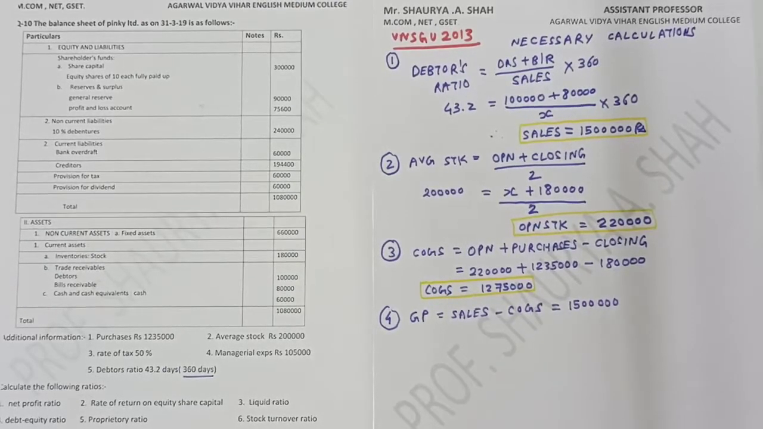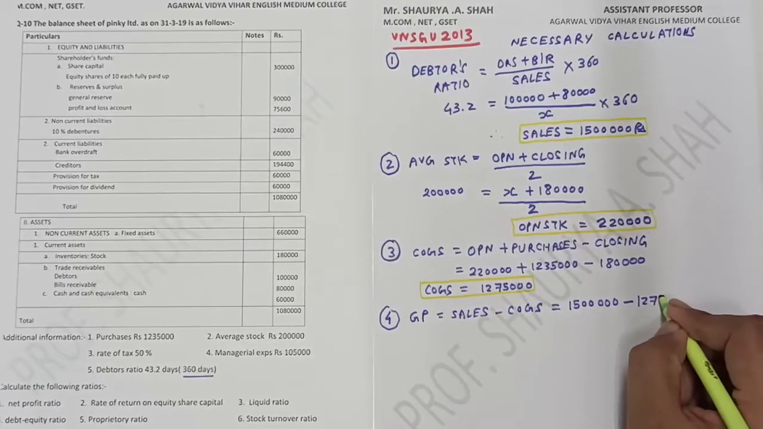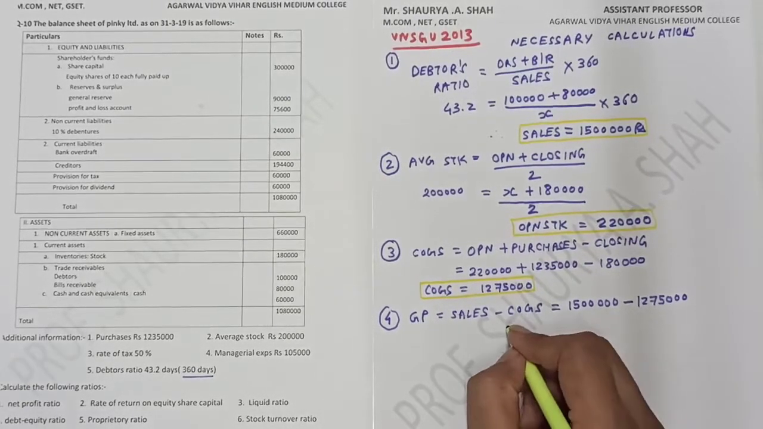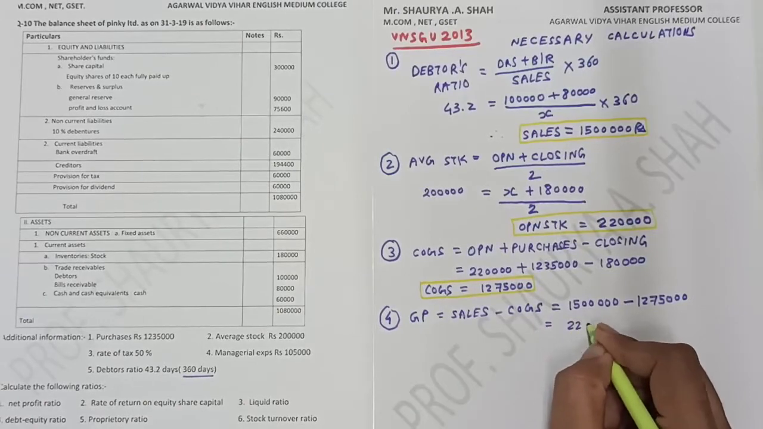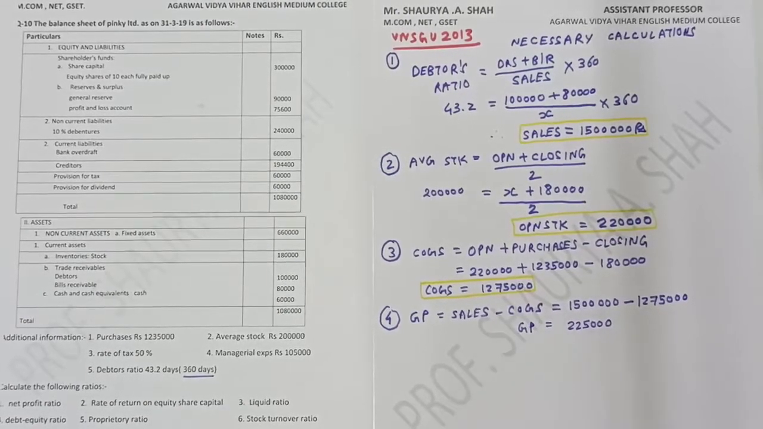If you are not doing it, then at the time of solving the entire formula, you need to show it in working. So beforehand, make a habit of practicing this thing. Sales minus cost of goods sold. So 12,75,000 is COGS, right? So deduct this thing, you will get the answer of rupees 2,25,000. That is your gross profit.